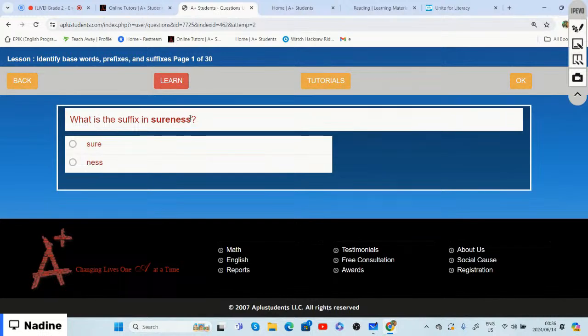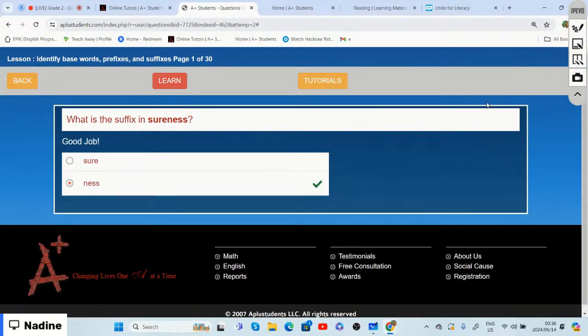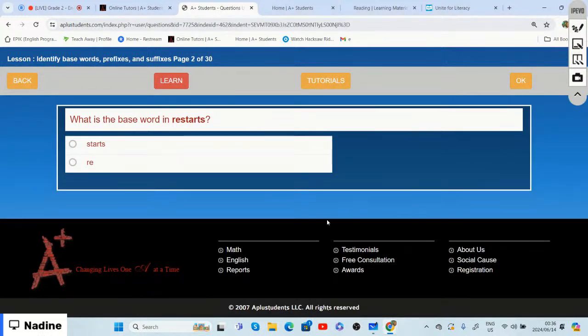All right, and if we were to identify what our suffix is, the word that is added at the end of our base word, then we would say it is ness. Sure can stand on its own, not ness. Ness is a suffix. All right, so well done.